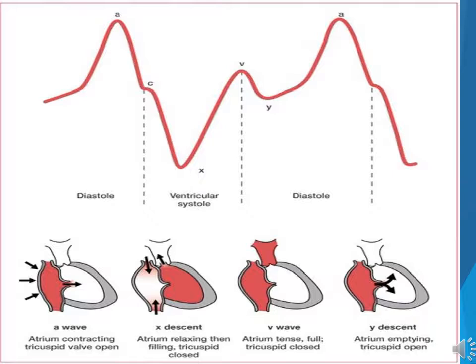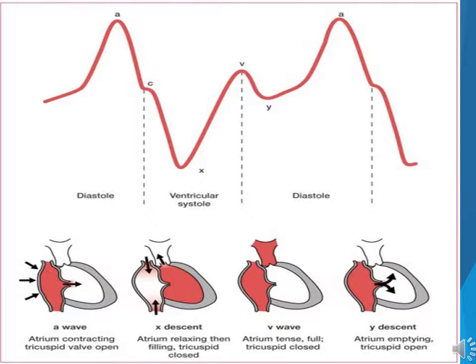This is a visual of the waveforms in CVP monitoring. So first you have your A wave, so that's your atrium contracting, and then your tricuspid valve opening. And from your A to your C wave, that's the diastole. So next is your C wave. You can see that's kind of just coming down before the X wave, which is your ventricular systole. So the X wave is the atrium relaxing, then filling, and the tricuspid closes.